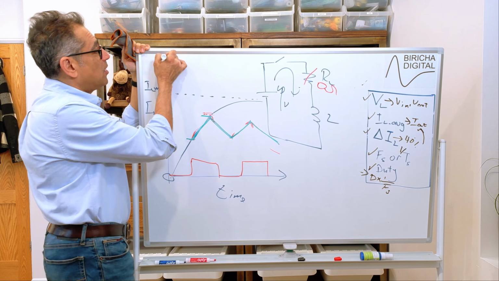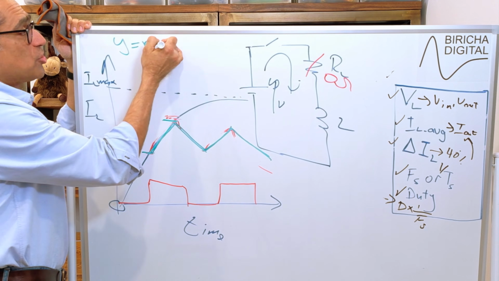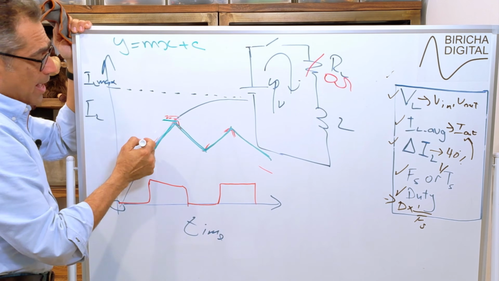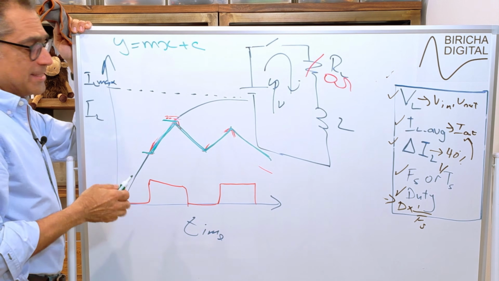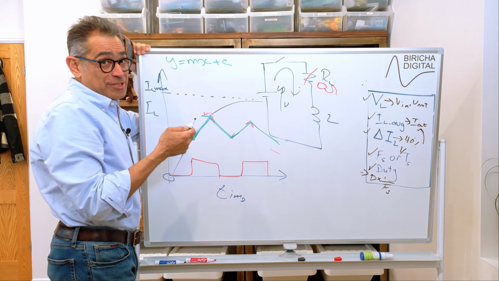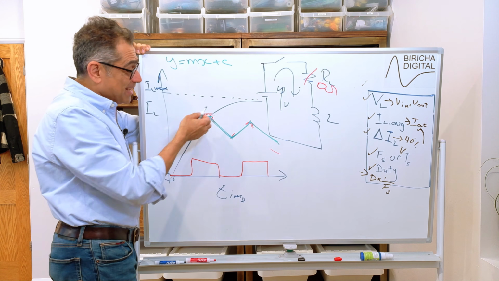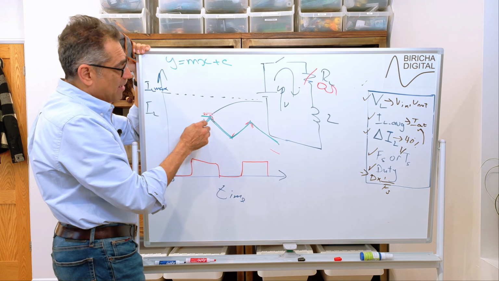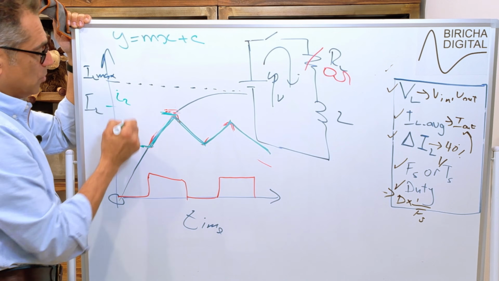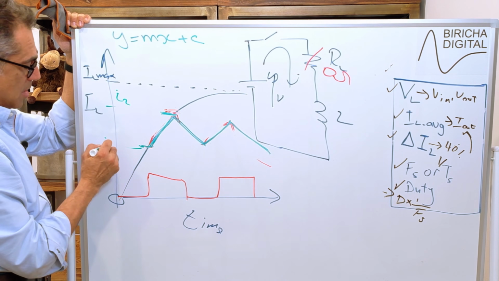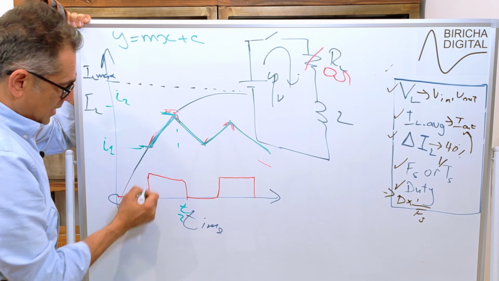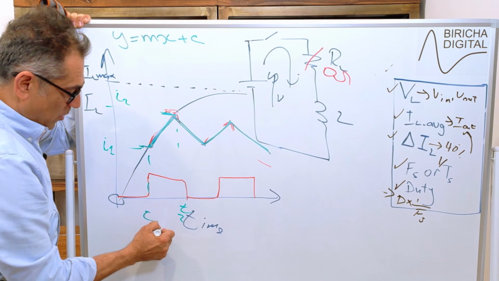This becomes a straight line which follows the straight line equation of y is equal to mx plus c, where y is here, x is there, m is the gradient, and c is your intercept. And if we do that, we don't need to use differential equations. This is a straight line. And what we have here is I2, here is I1, here is T2, and here is T1.